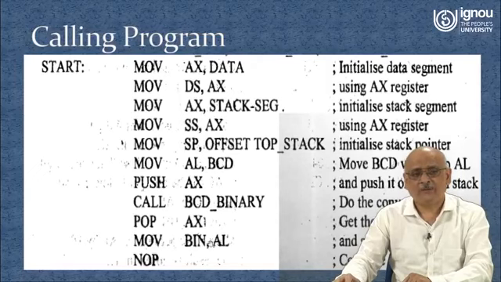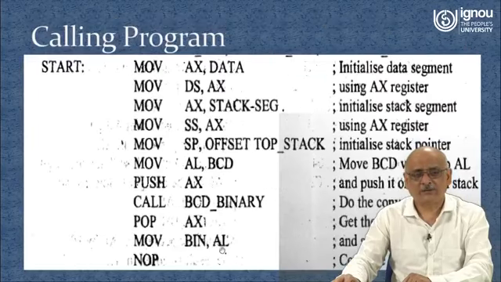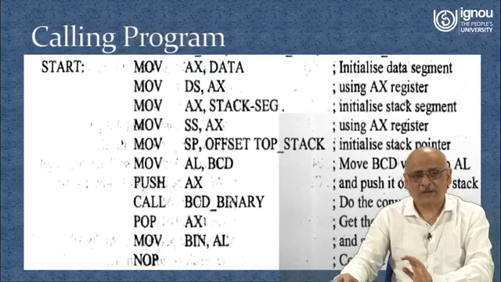And then finally we move this into binary AL. So we can move it into the binary location. So whatever the converted value is, which happens to be 19H, will be put in this particular location. And thereafter, no operation or whatever, the program will continue, and this basically just shows the remaining program comes at this point of time. So this is my calling program.